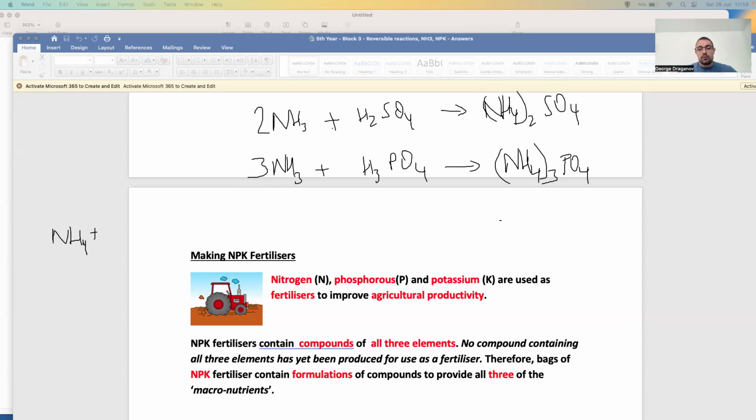Okay, so everything is AQ. All the state symbols will be AQ. We don't use ammonia gas. We use ammonia when it's ammonia solution.